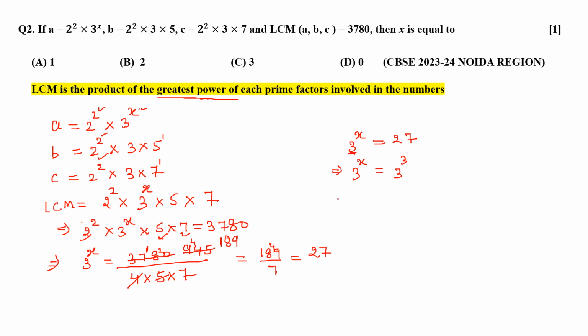And we have already studied in exponents chapter from grade 8 only. If base is same, isn't it? Then power should also be same. Then only LHS will become equal to RHS. So from here I can say the value of x will be 3. So the correct option is option C.